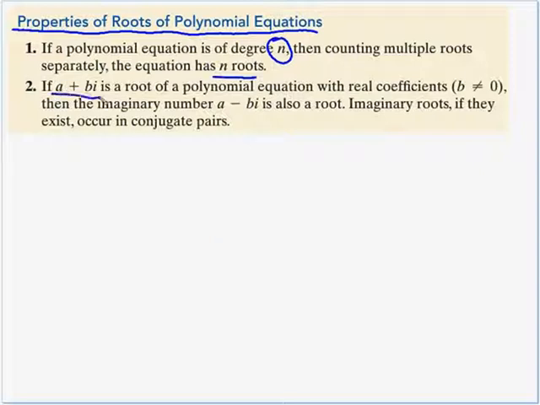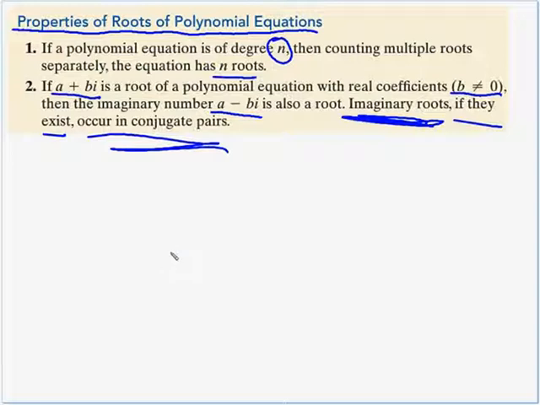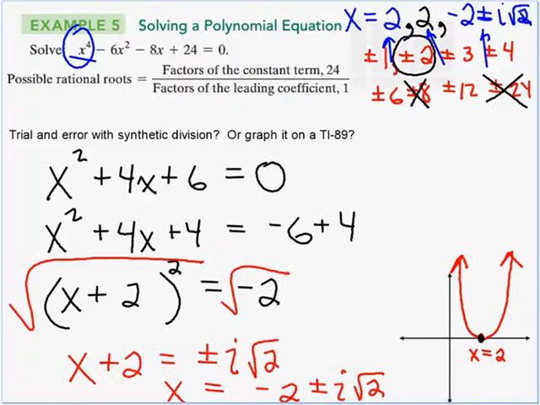If a plus bi is a root of the polynomial with coefficients, b not equal to 0, then a minus bi is also a root. In other words, imaginary roots, if they do exist, occur in conjugate pairs. You can't just have one. You're going to have 2 of them because of that plus minus. When we extract these, we have to take a square root of a negative number, and we always have a plus minus, and that's why these complex roots always come in conjugate pairs.